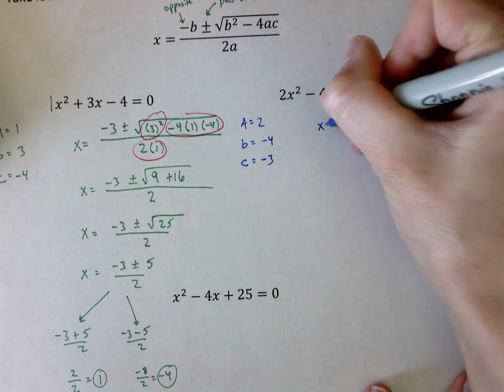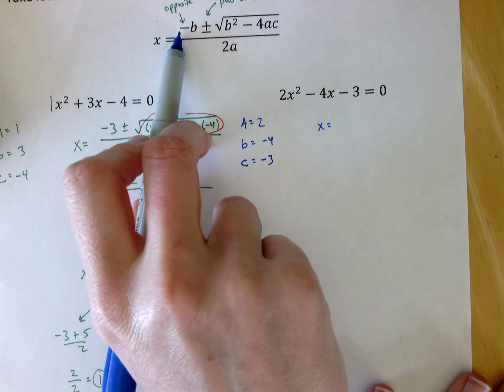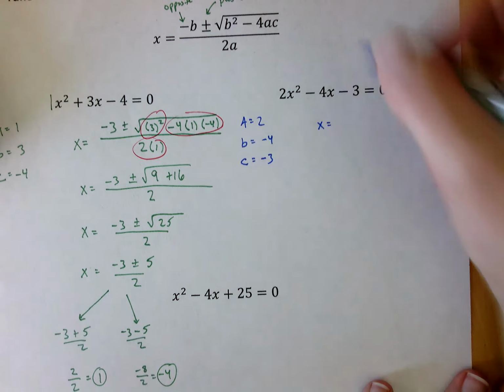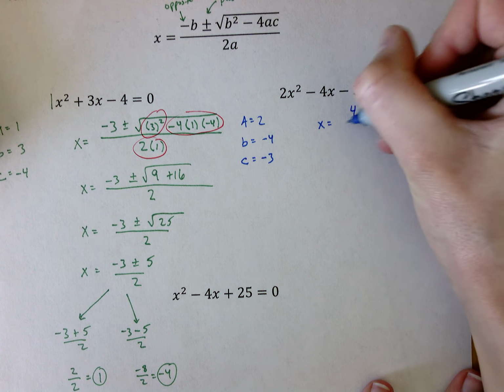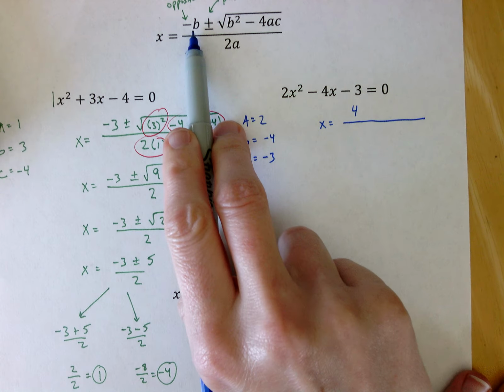All right, and now I'm going to plug it into this big old equation up here. So it starts x equals, and then remember we said this isn't negative b, it's the opposite of b. So instead of being a negative 4, we're taking the opposite of that. That's going to be a positive 4. So you're not always going to end up with a negative number there, even though there's a minus sign, okay?